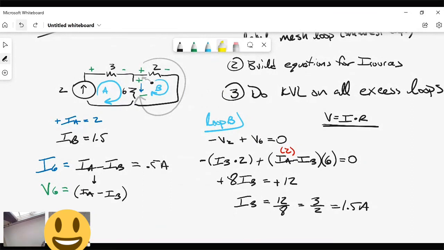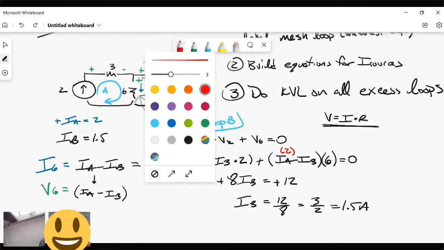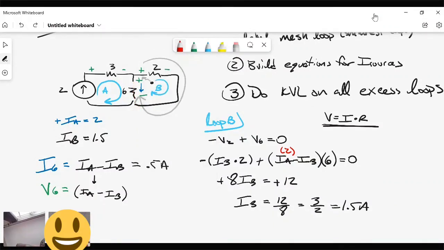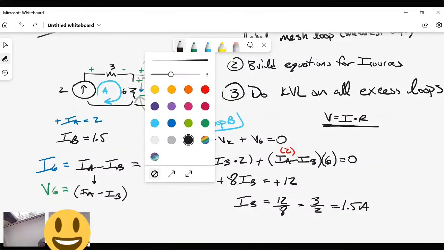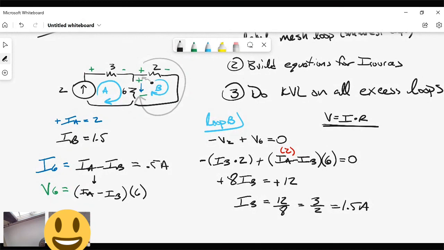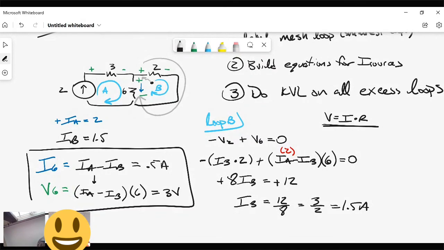So in reality, the current really is going down through this guy. It's just not going down as much as IA says it's going down. Does that make some sense? Yeah. So we have to multiply it times the 6. So it's 0.5 times 6, which would be 3. And that is how you get your answer there.